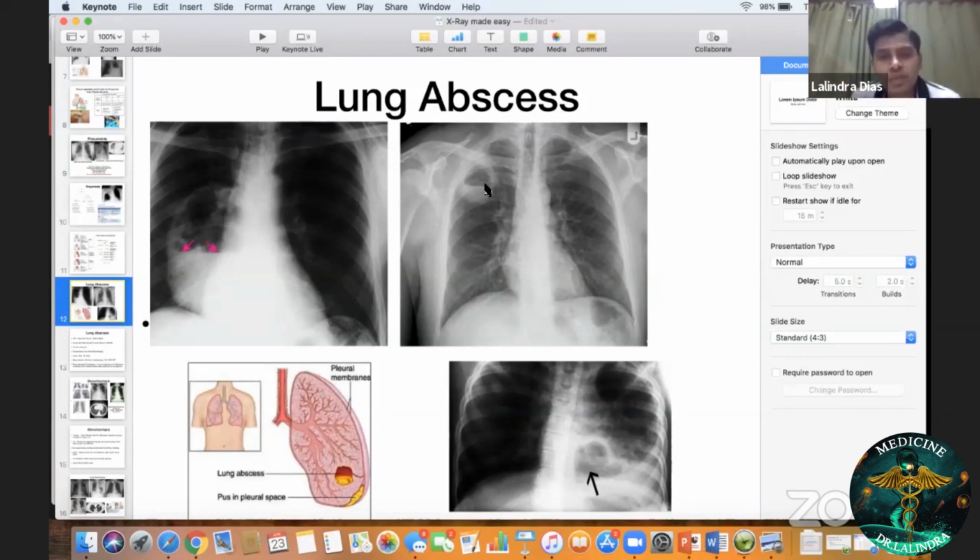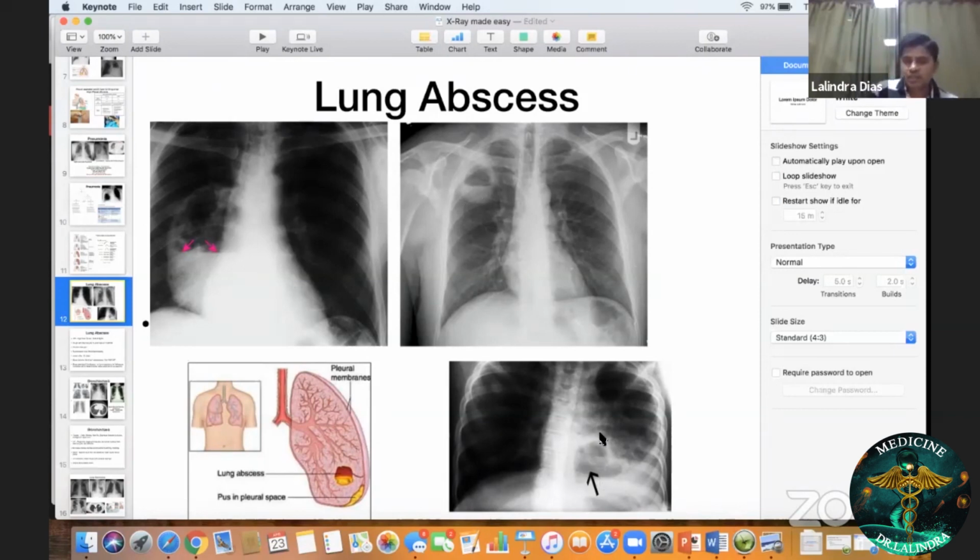Here you can see a beautiful abscess in the right upper zone. So probably this must be a patient with tuberculosis. You can see the right upper zone. There's a rounded opacity with air on top, fluid in the bottom half. So air fluid level or air fluid interface.